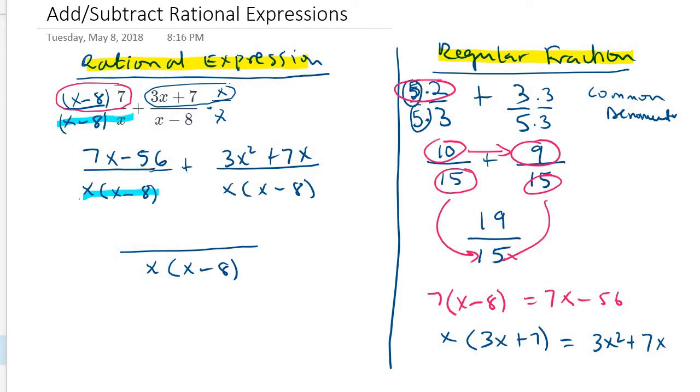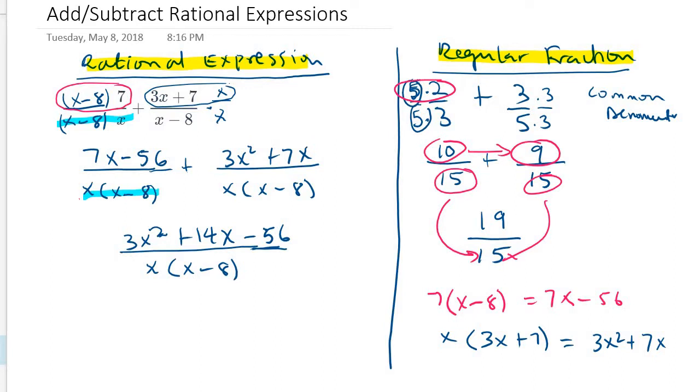So let's start with the highest exponent. So we have 3x squared. Nothing is adding to the 3x squared, so we copy it down. And then we go to the x terms. That is a 7x, that is a 7x. That will be 14x. And there's a minus 56. There's nothing that adds to it, so it's minus 56. So there you have it.